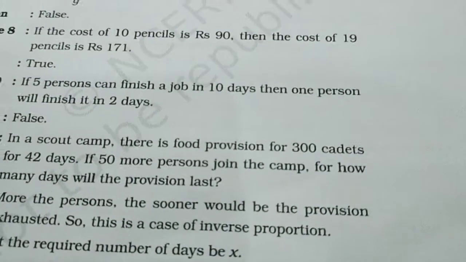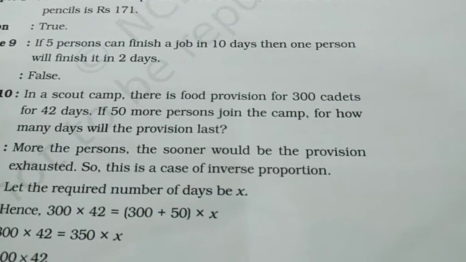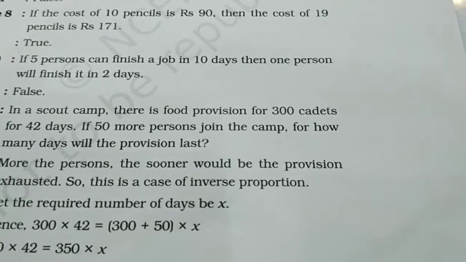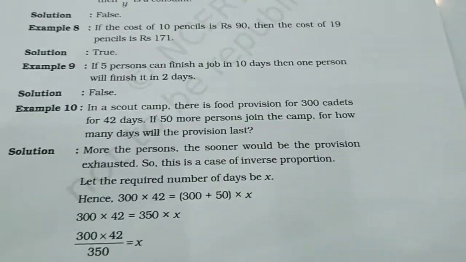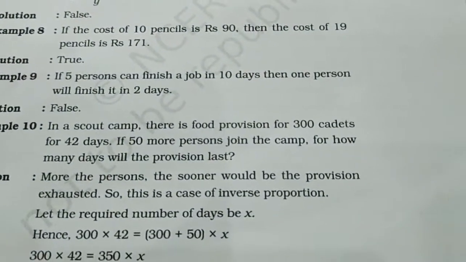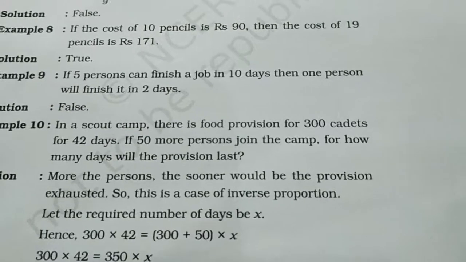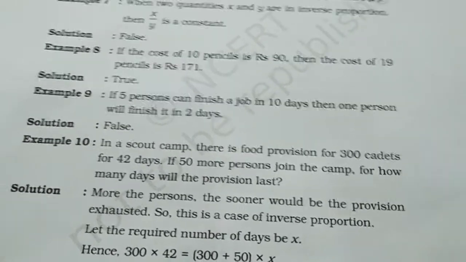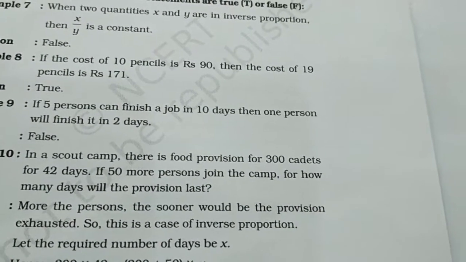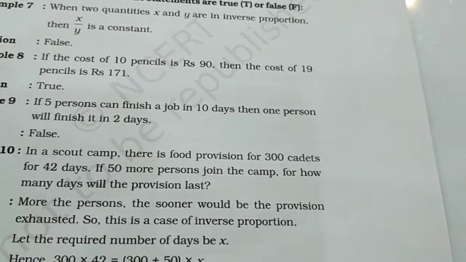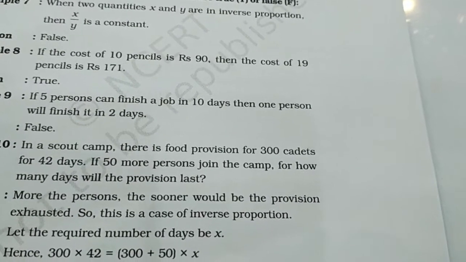So kung intindihin natin, sa isang kampo daw merong allotted na 300 na tao sa 42 araw. Ngayon, kung nagdagdag ka ng 50 tao, ibig sabihin magkukulang na siya sa 42 days. Kaya ang i-expect natin na sagot, yung pagkain magiging enough na lang siya so far. So for how many days?